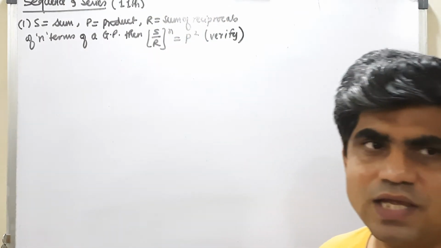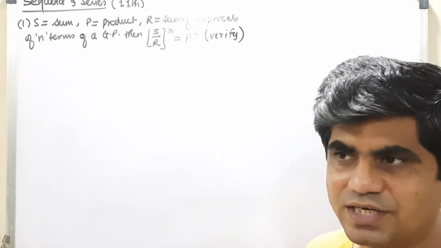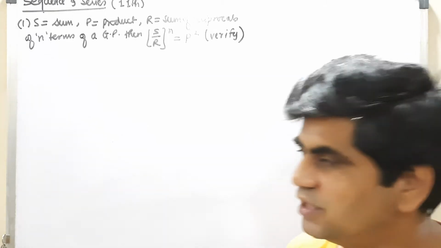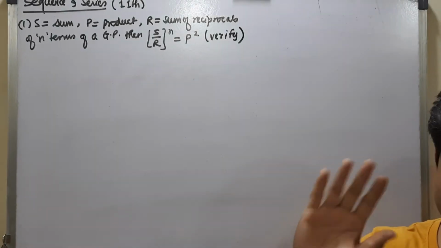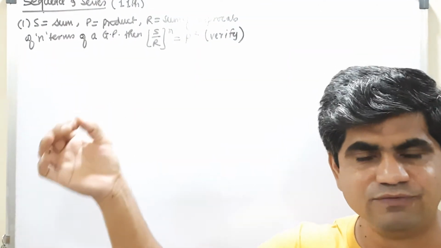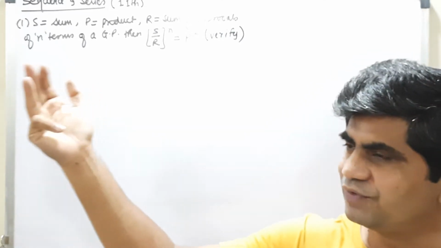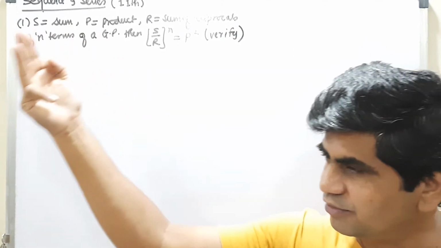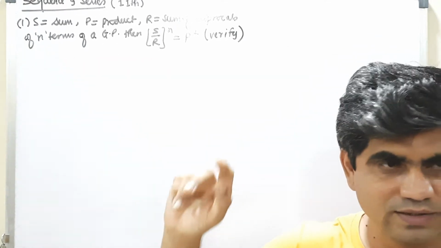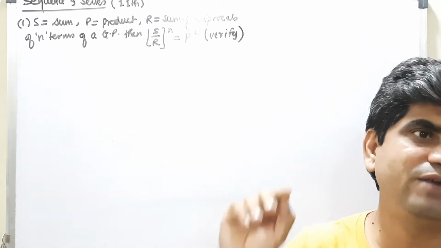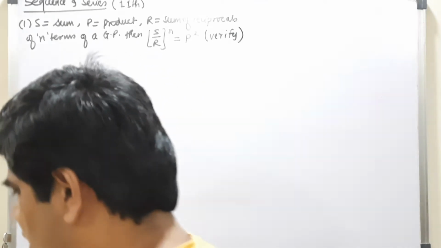You know that if any sequence is in GP, any progression is in GP, that means the ratio of any term to its previous term will be always constant. So term 1, term 2, term 3, term 4, if you see, then ratio of term 2 to term 1, ratio of term 3 to term 2, ratio of term 4 to term 3, ratio of Tn to Tn minus 1, this ratio will be always constant. And we call that common ratio R.